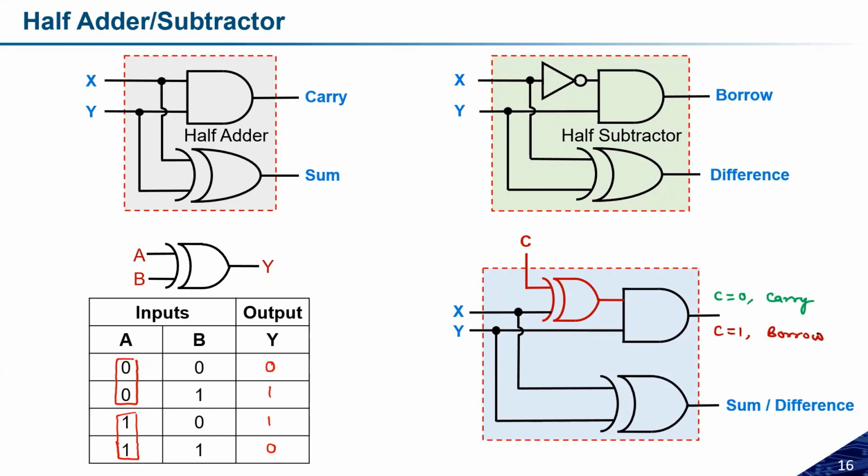I think doubts are clear. If you have any doubt, you can ask the question. Yeah, similarly, you can replace this with the XNOR. Okay, so this control signal will be opposite. If C is equal to 0, then borrow will be there, and if C is equal to 1, then carry will be there. Okay, so you can use XNOR as well. So this will act as a half adder or subtractor circuit.